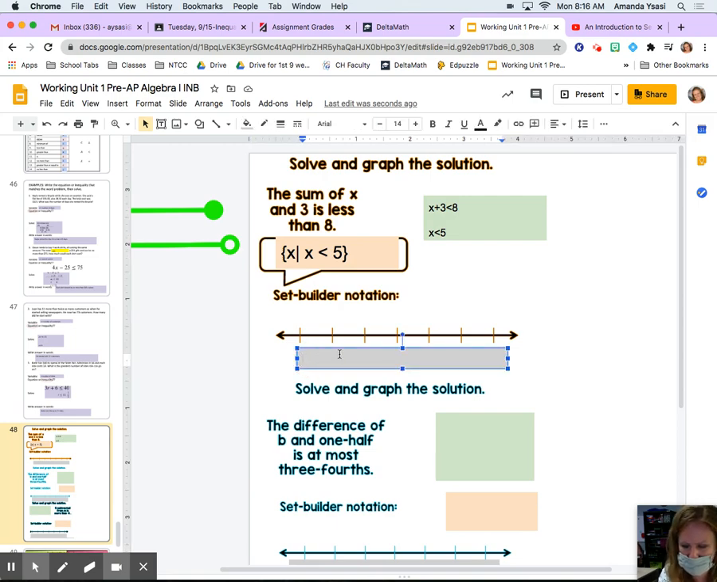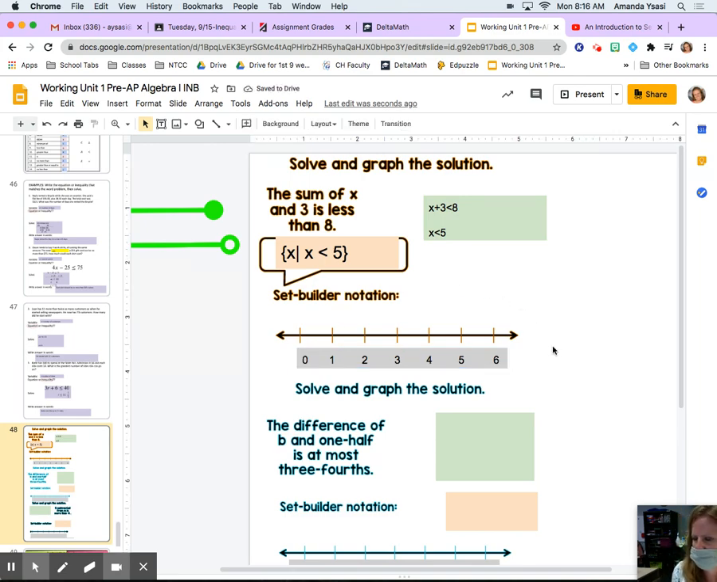So let's go to 0, 1, 2, 3, 4, 5, 6. And okay, if our number line is different. Yeah, your number line can be different. And since it's just less than, it's going to be an open circle on 5.